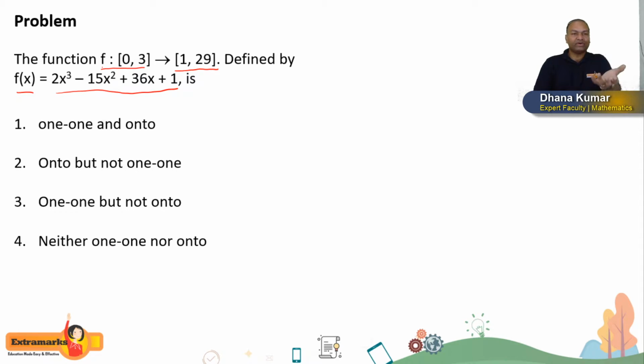I think everybody knows the definition of 1-1 and onto, but I will explain it briefly. First I am going to discuss 1-1. A 1-1 function has one more name, that is injection, an injective function. So what is the definition?